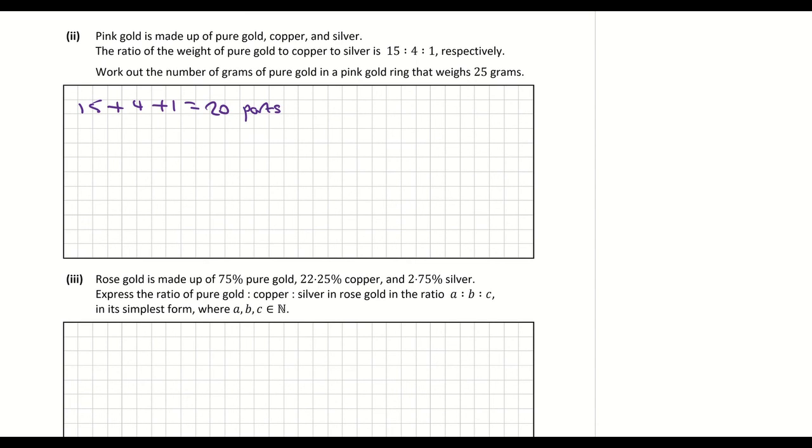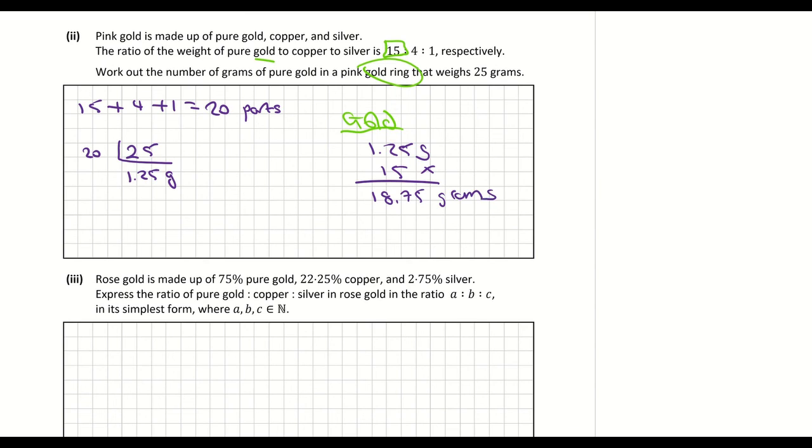I'm just calling them parts here. If we divide our total grams of ring, that's 25 grams divided by 20 parts, which is 1.25 grams. So each individual part represents 1.25 grams. If we now look at what they're asking us to do, it's focusing in on gold. So gold is made up of 15 parts of my ratio. So 1.25 grams multiplied by 15 parts, which is getting 18.75 grams of the pure gold.